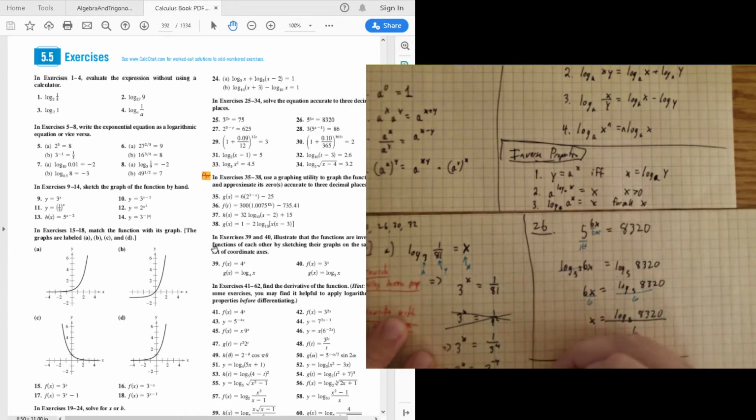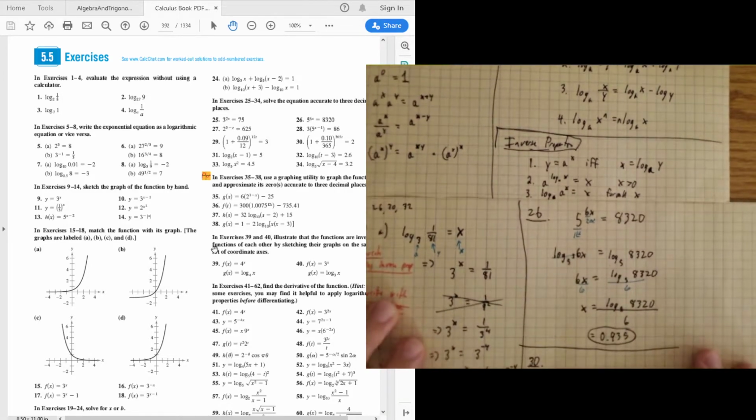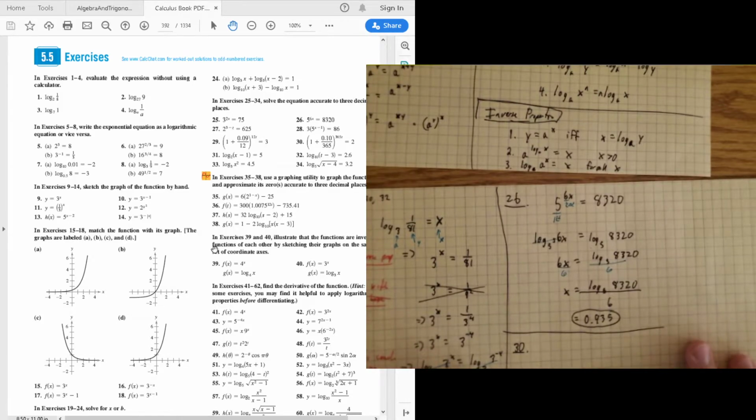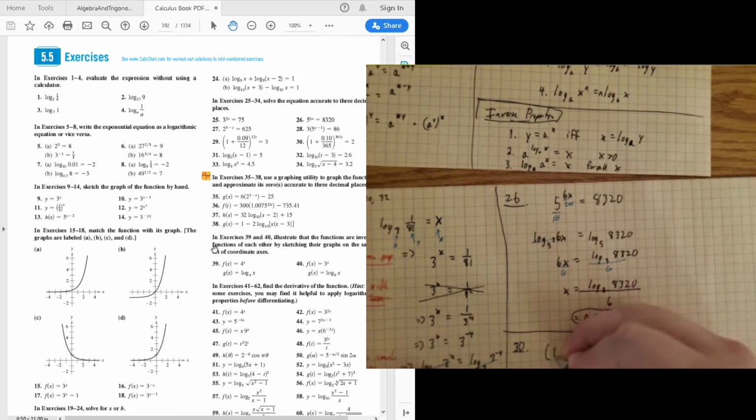So number 30 states: we have 1 plus 0.10 over 365, that's a weird formula, to the 365t equals 2.